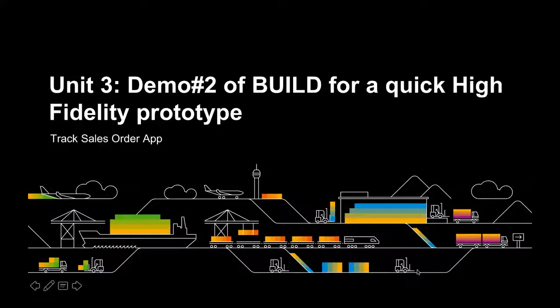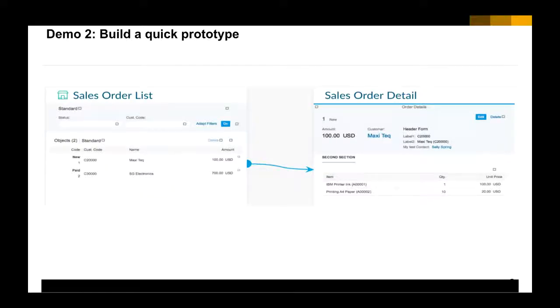Unit 3. Build a quick high fidelity prototype. In the last session, we built the low fidelity prototype with scratch images for the sales order list and sales order detail. And for this demo, we're going to build a fully interactive tracking sales order app.